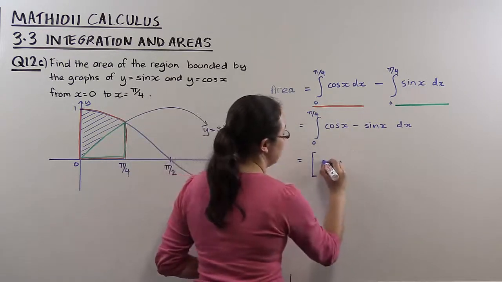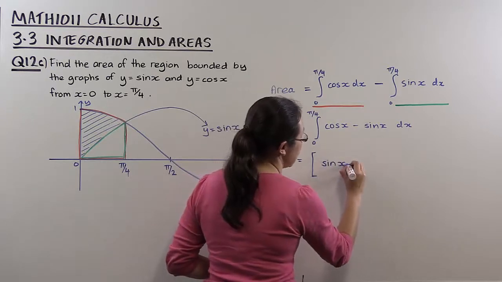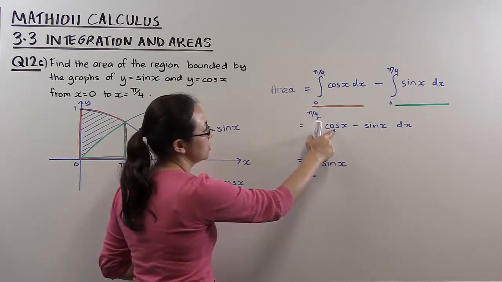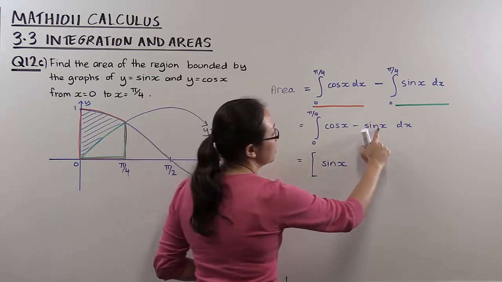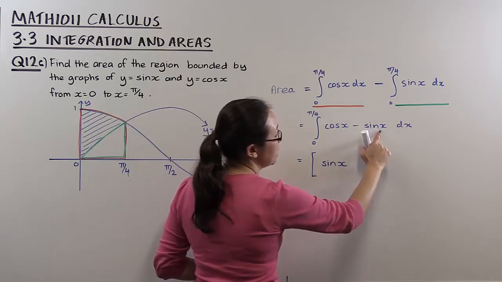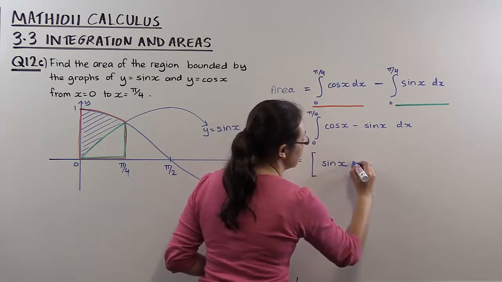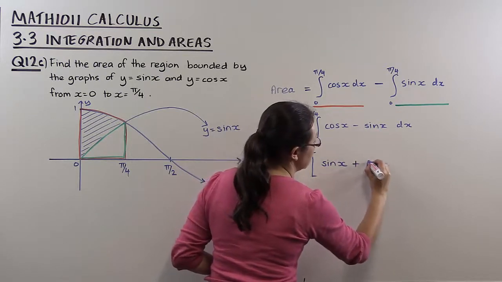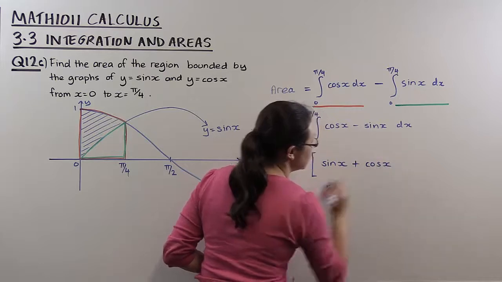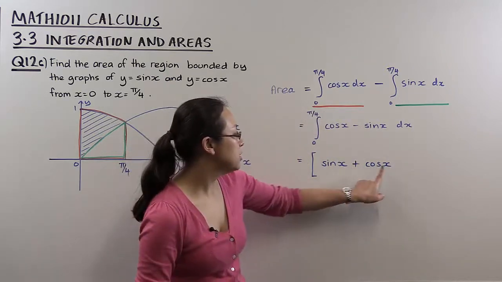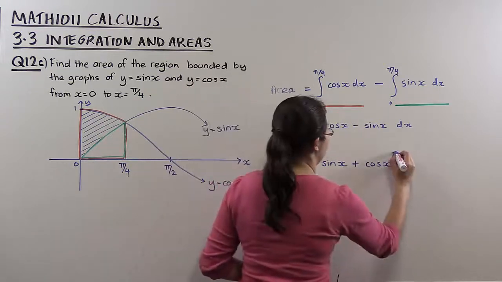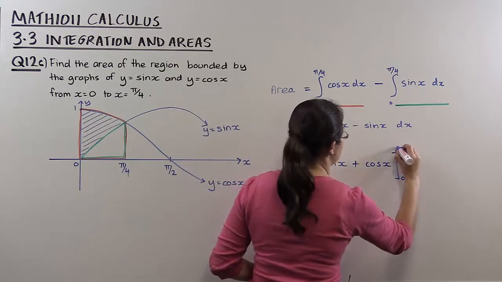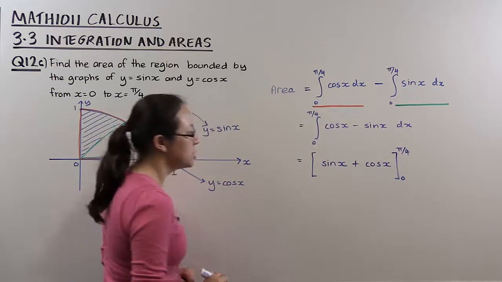So an antiderivative of cos is sine. Sine differentiates to cos, so cos anti-differentiates to sine. Sine anti-differentiates to minus cos. So this overall is going to be minus cos, which is plus cos. That makes sense because cos differentiates to minus sine. So just be a little bit careful about the plus and minuses with those functions.